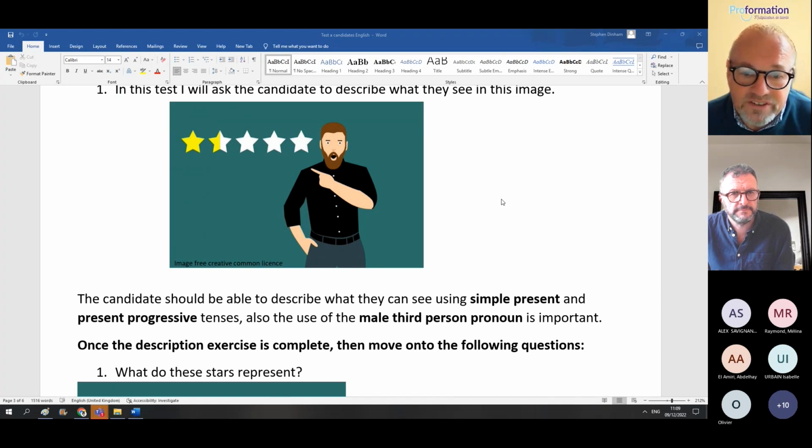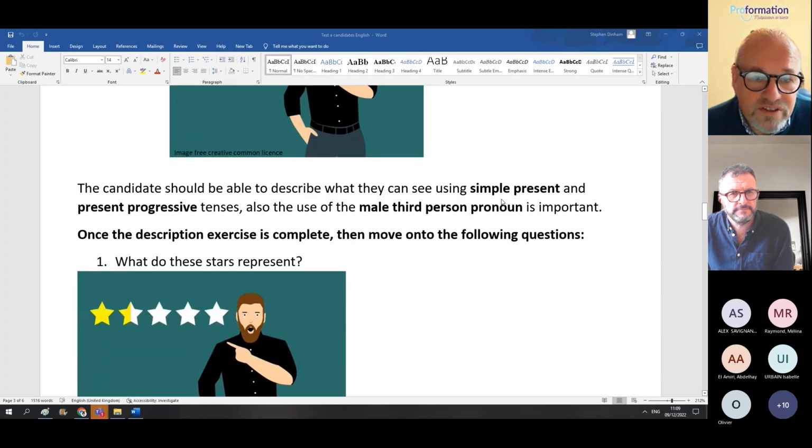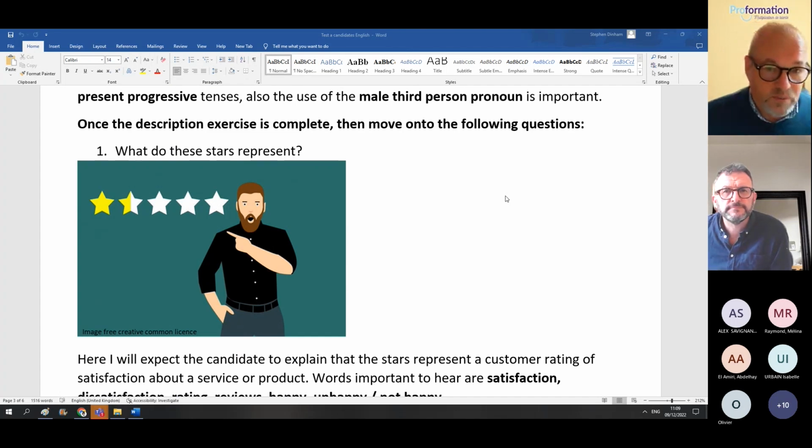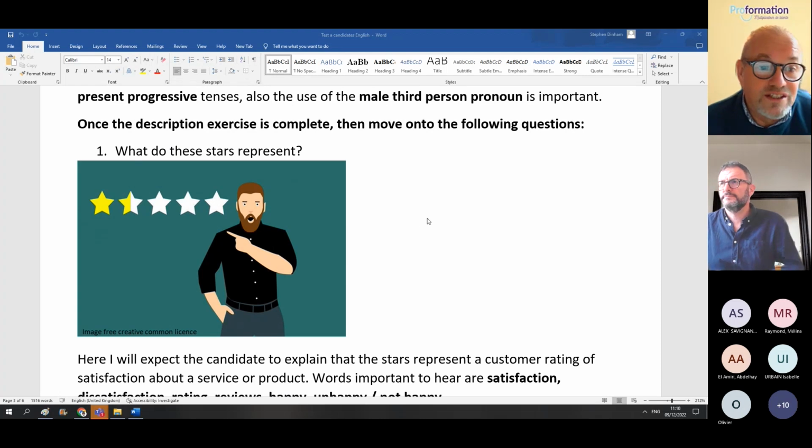Once the description exercise is complete, then move on to the following questions. What do these stars represent? To businesses that have their companies on the internet, these stars represent how your business is doing within the customer world. If these stars are very low, it doesn't reflect very well for a business. So ideally, most businesses that are customer facing will want to get at least 4 or 5 stars.